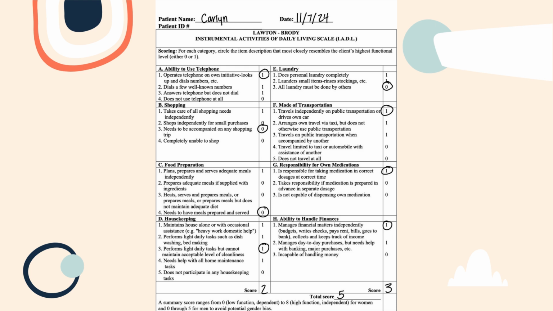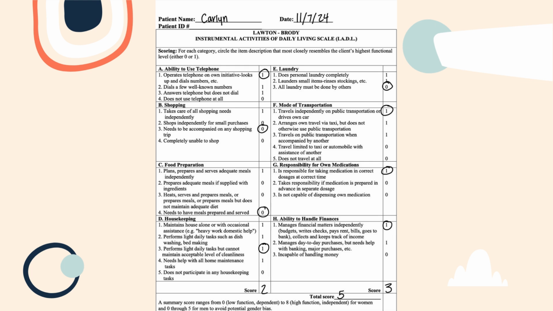For laundry, I did done by others, as she will not necessarily be on bed rest, like she'll be moving around, but I am just assuming at the moment she wouldn't be. Plus, you have to take into consideration her hip precautions, and bending down to pick up laundry and put in the washing machine just wouldn't be the best idea. And then mode of transportation, I gave her 1 for this. Travels independently on public transportation or drives own car, assuming that she does have family that's going to help her. And she did state that in the first video, I believe.